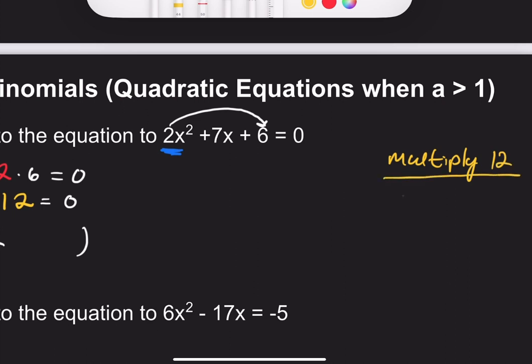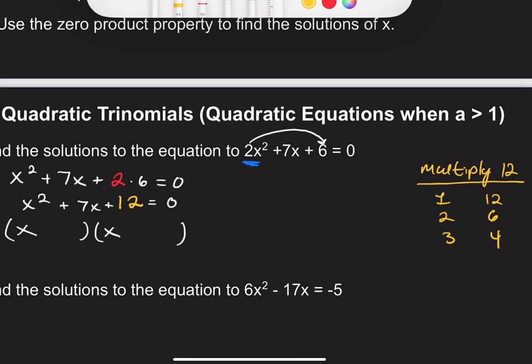Two numbers that multiply to 12: 1 and 12, 2 and 6, 3 and 4. Everything is positive, so all the numbers should be positive. 1 plus 12 is 13. That's not the same thing as 7. Doesn't work. 2 plus 6 is 8. It is not 7 in the middle. That does not work. 3 plus 4 is 7. This does work. There is a 7 in the middle.